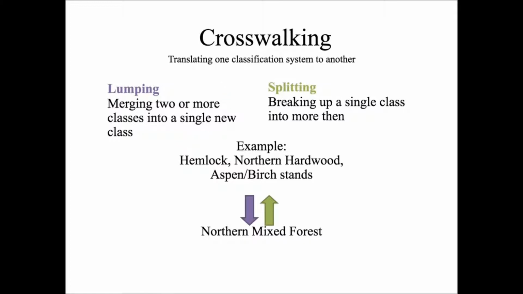Lumping is generally easier because you require less new data to go from 3 classes into 1, whereas splitting northern mixed forest would require having additional data from one of your classifications to split that into hemlock, northern hardwood, and aspen birch stands.